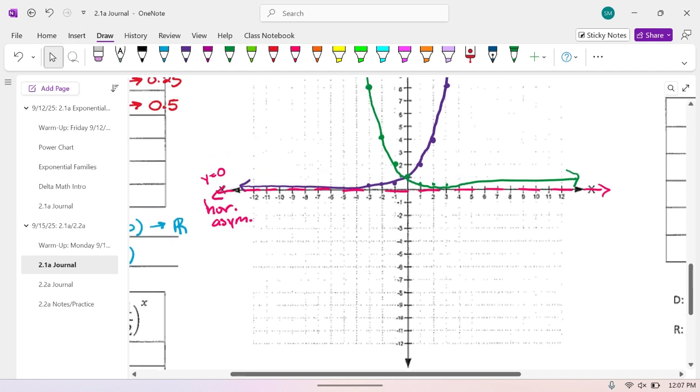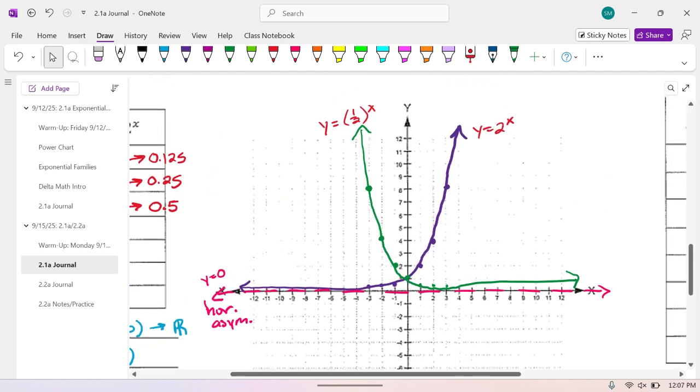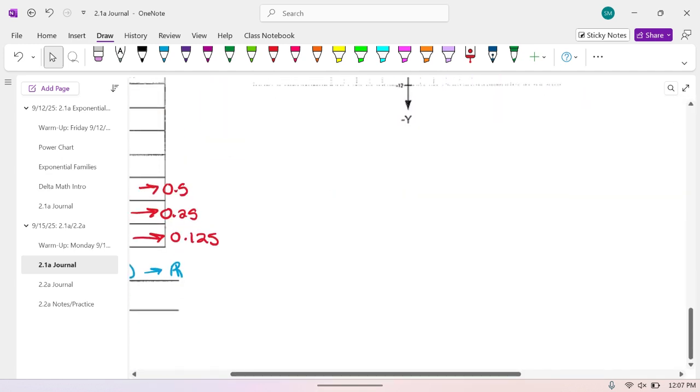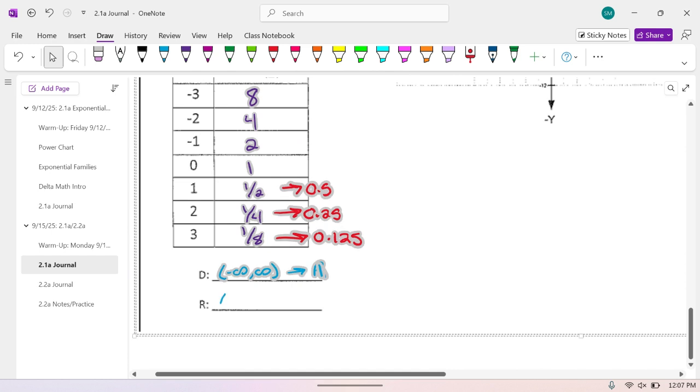Now, what about the range? So the range for the green graph. What do you think? It definitely would. So it would start at 0, and it would go all the way to infinity. And with 0, we would still use a parenthesis because it's not crossing that asymptote.